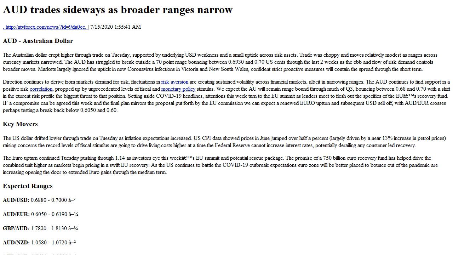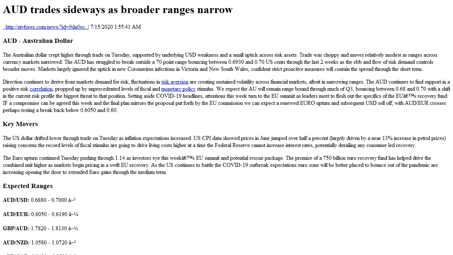The Australian dollar crept higher through trade on Tuesday, supported by underlying USD weakness and a small uptick across risk assets. Trade was choppy and moves relatively modest as ranges across currency markets narrowed. The AUD has struggled to break outside a 70-point range, bouncing between 0.6930 and 0.70 US cents through the last 2 weeks as the ebb and flow of risk demand controls broader moves.